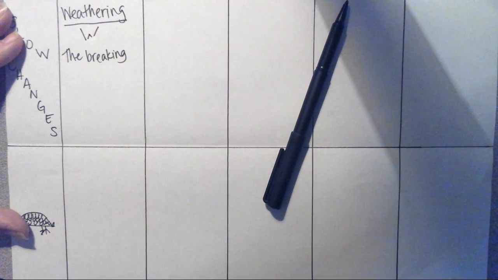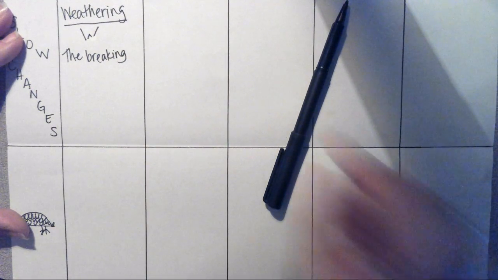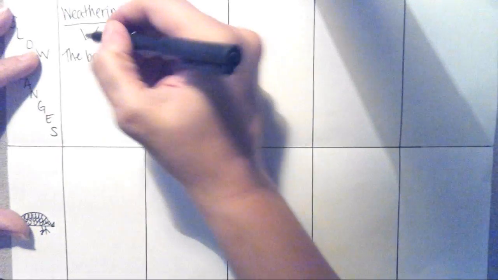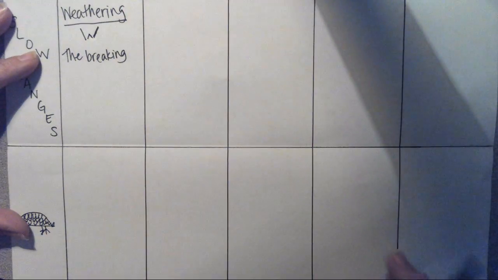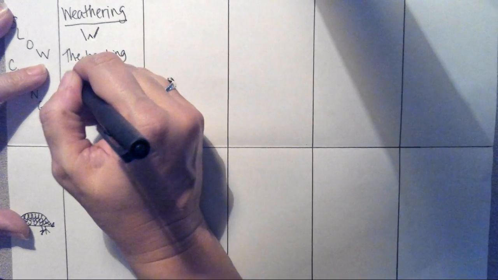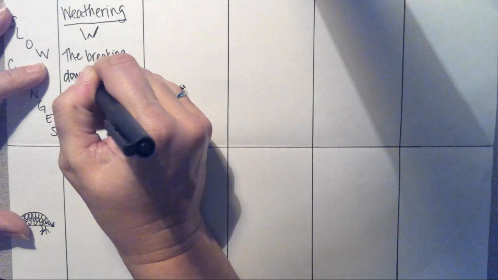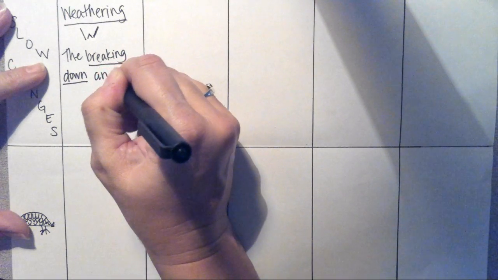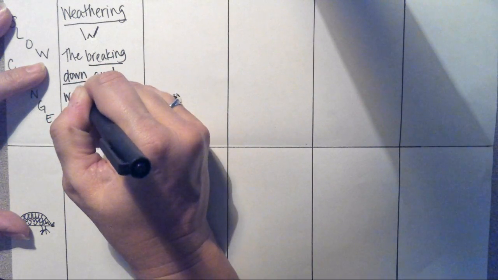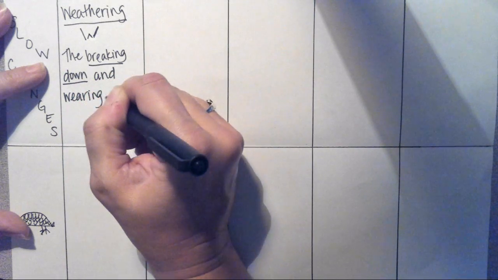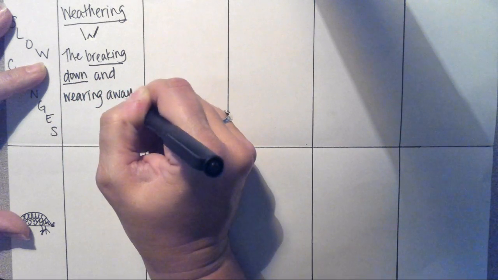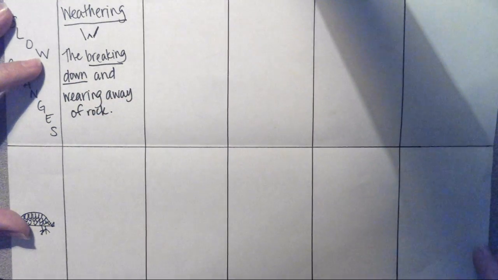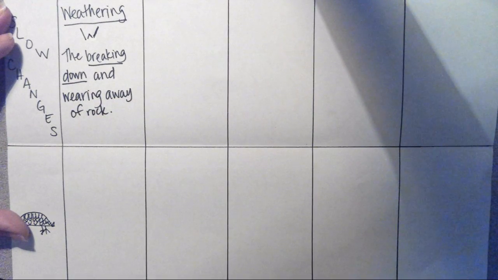Remember the ends of my W are broken to show that weathering is broken. Remember that? Okay? And so this is the breaking down and wearing away. It's the breaking and wearing down and wearing away of rock.